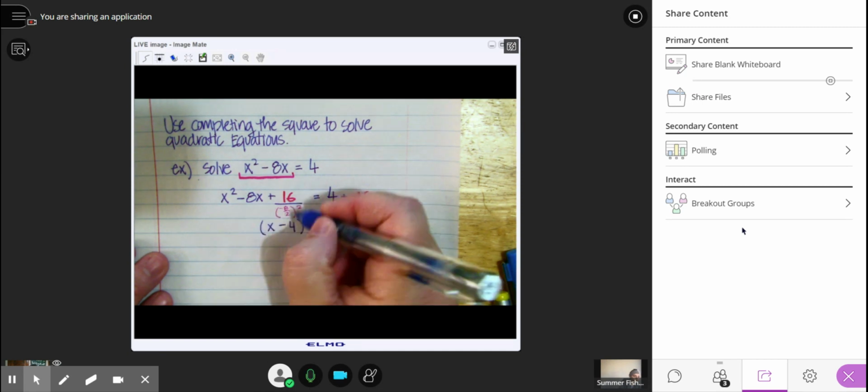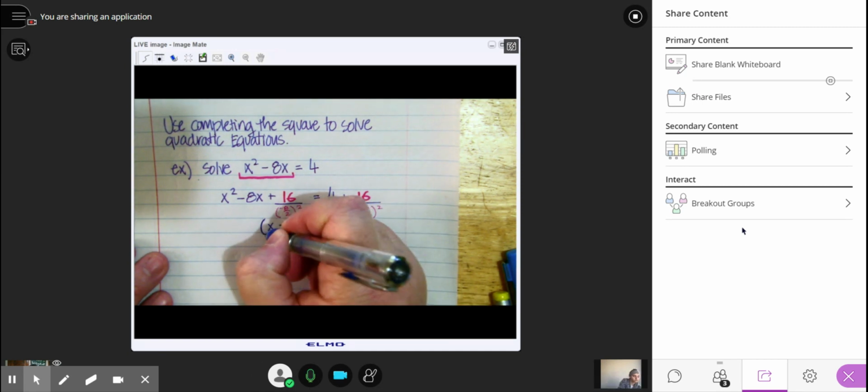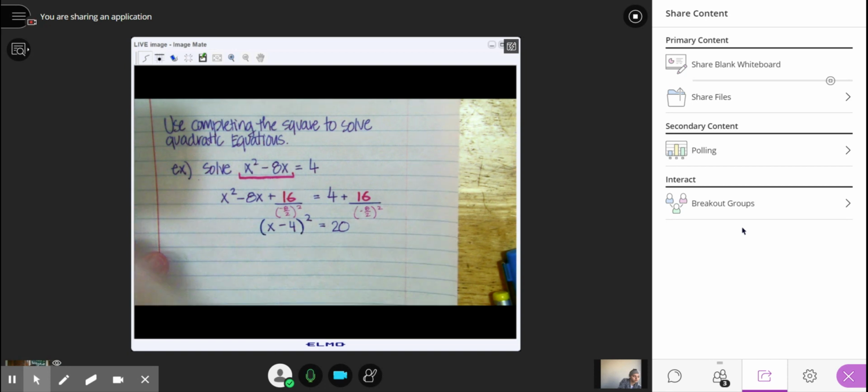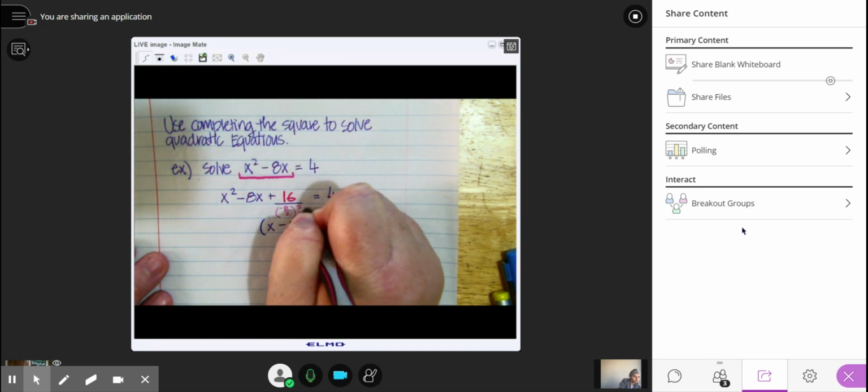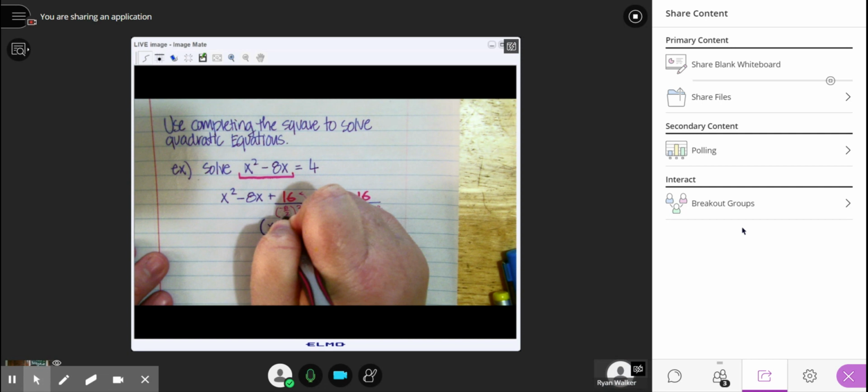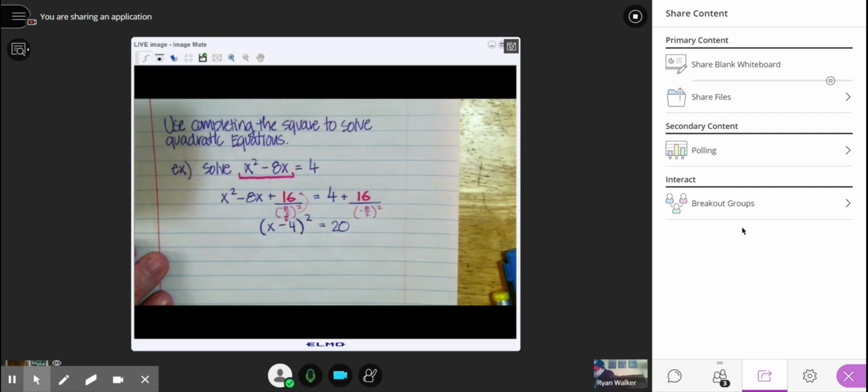Yes, it's the number that you want for inside the parentheses. So the square bit goes up here, and this interior part is what goes down below.